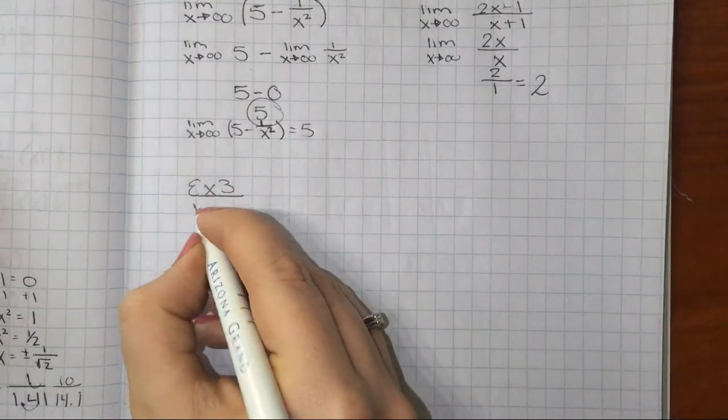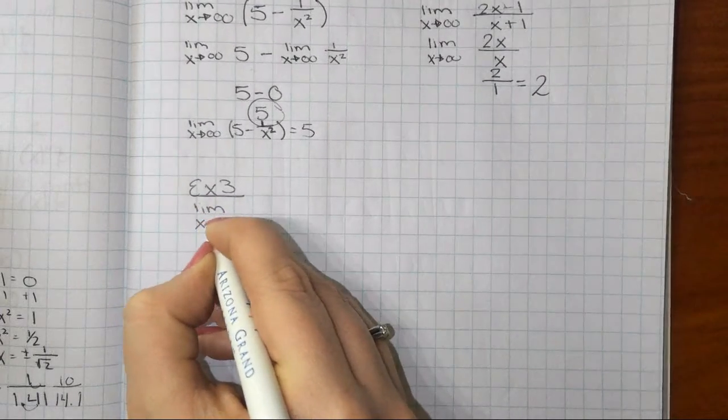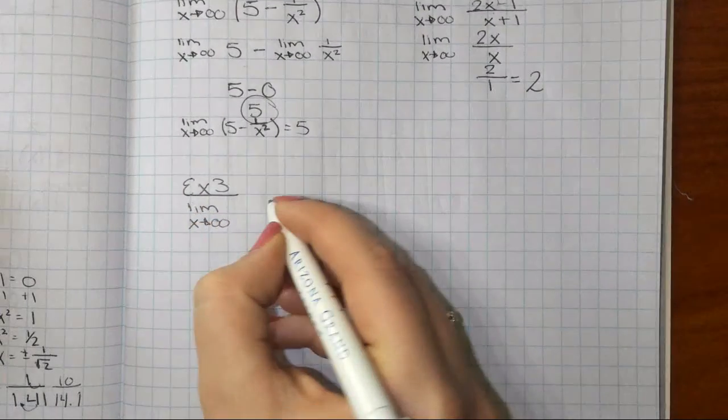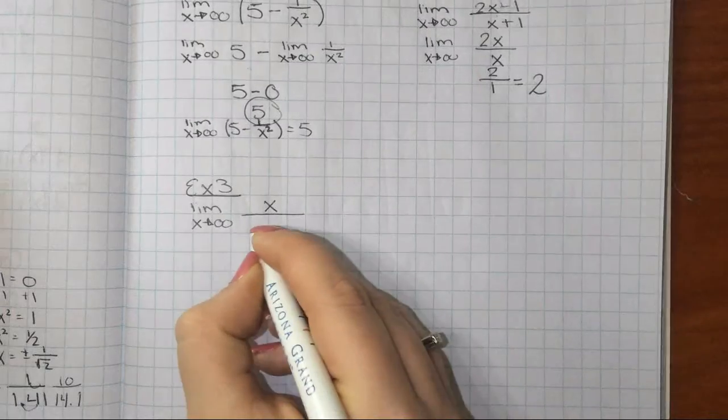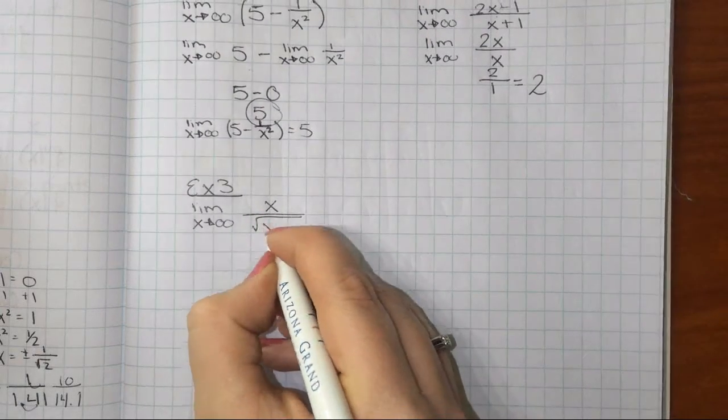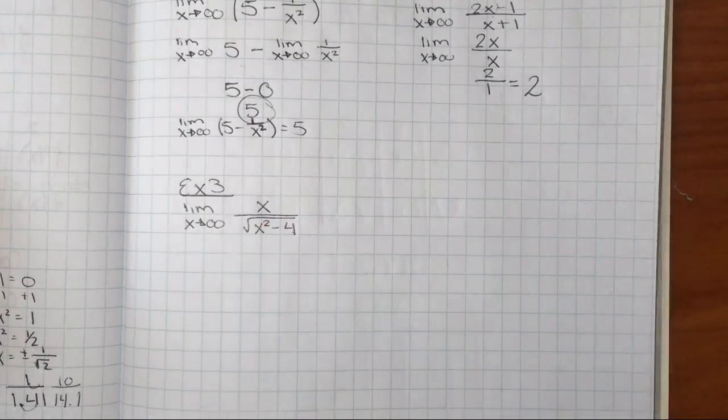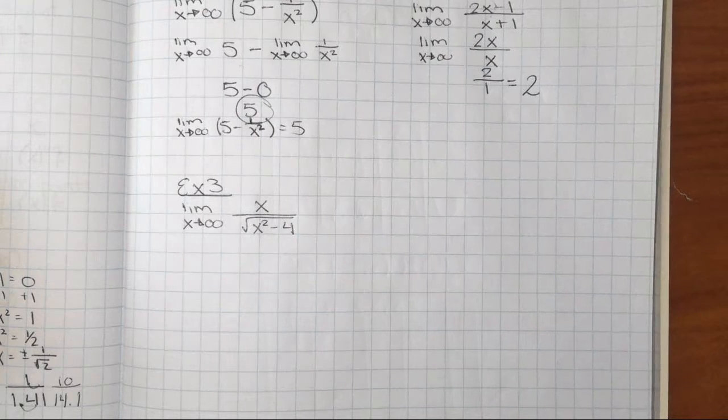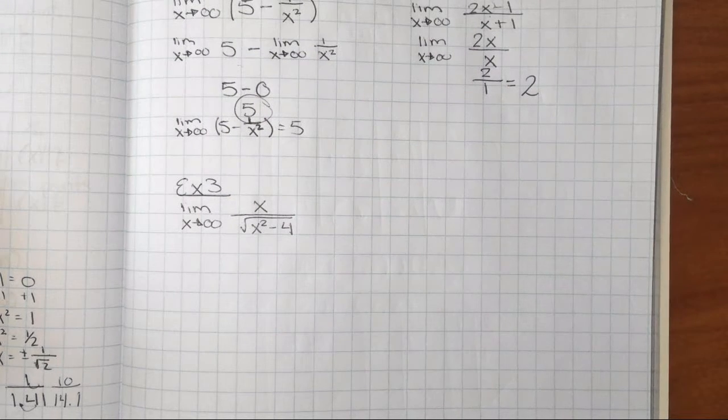So the limit as x approaches infinity of x all over the radical of x squared minus 4. And it just got complicated. Not really. You don't think so? Because you just turn it into an exponent. Explain. Because the radical is basically what's underneath it to the 1/2. Mm-hmm. You can work with that.